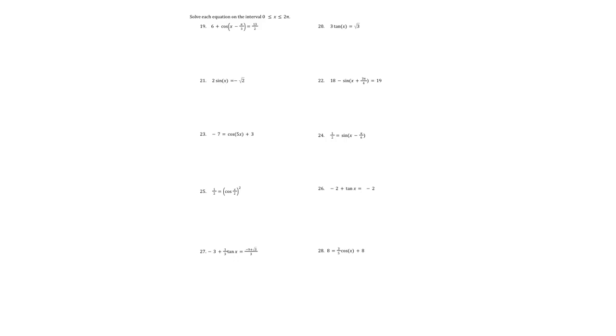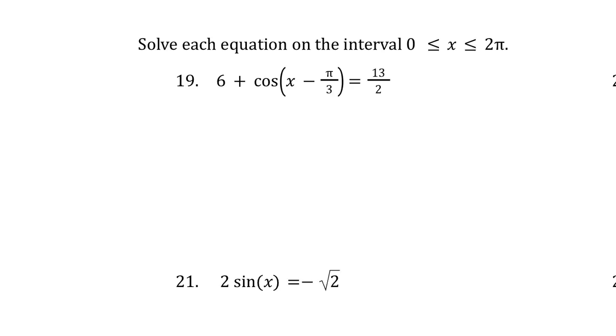Okay, last page, equations. This is the fun stuff, hopefully. All right, so I'm going to subtract 6 from both sides. But 6 is actually 12 halves, so I'm going to write cosine of x minus pi over 3 is equal to 1/2. The unit circle has cosines of 1/2 at pi over 3 and 5 pi over 3.